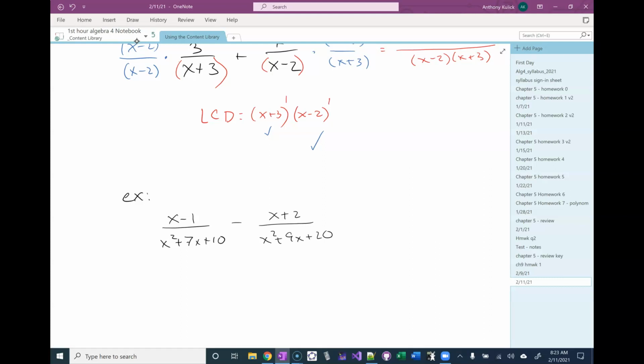Okay. What is our first step? We want to factor the denominators. Okay. So x squared plus 7x plus 10. How does that one factor? You guys should be spitting these out pretty quick by now. I'll wait and let you guys think about it for a minute. 5 and 2, good. So x plus 5 and x plus 2. How about x squared plus 9x plus 20? 4 and 5, good.